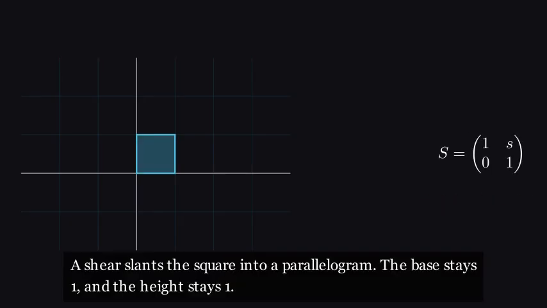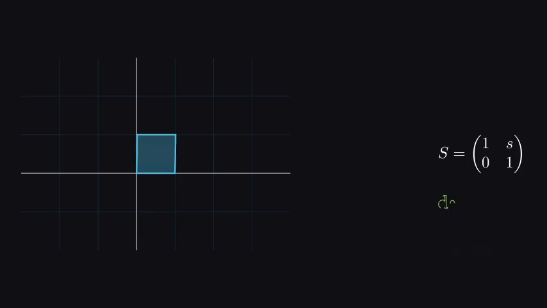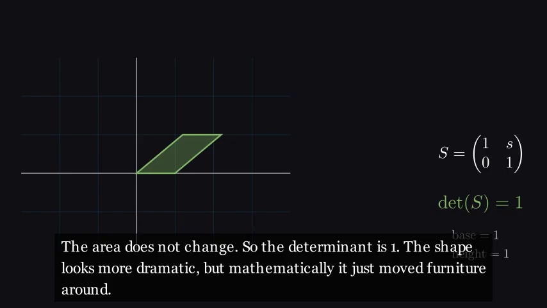A shear slants the square into a parallelogram. The base stays 1 and the height stays 1. The area does not change. So the determinant is 1. The shape looks more dramatic, but mathematically it just moved furniture around.